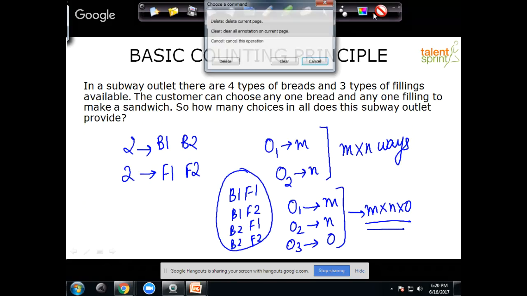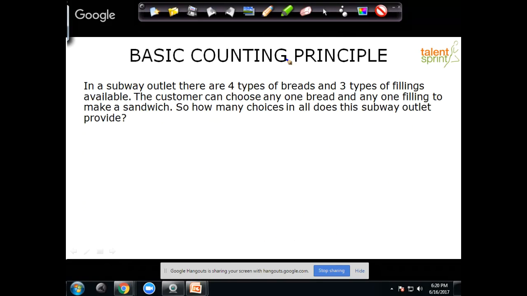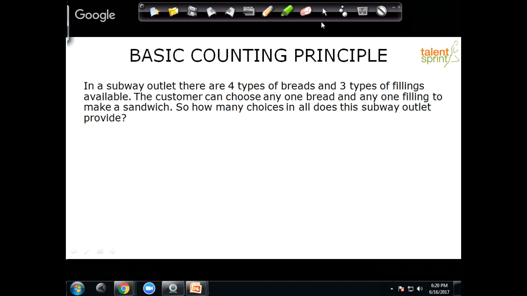So using this principle, we can directly find the answer for this question. There are 4 types of breads and how many types of filling? 3 types of filling. So 4 into 3, 12. So there are 12 types of sandwiches that you can totally make. Correct? I hope it's clear. So this basic counting principle will be useful throughout when you solve questions on permutations and combinations.